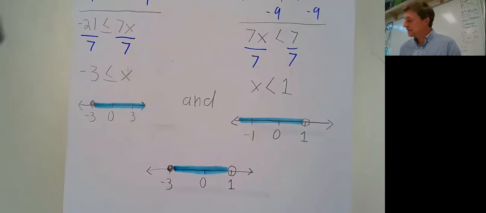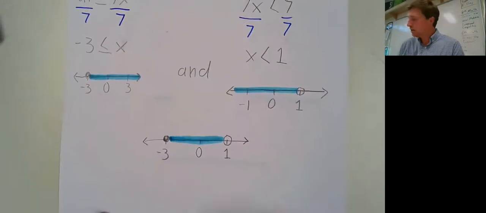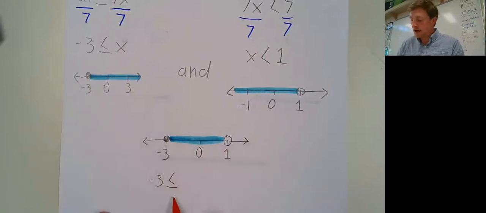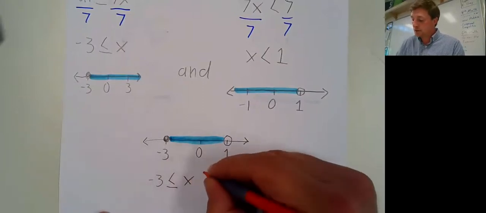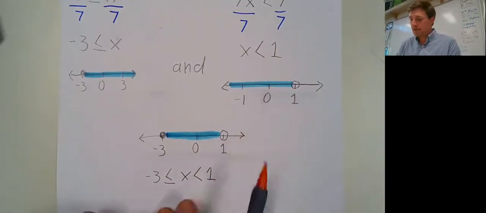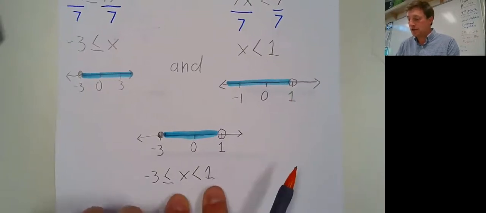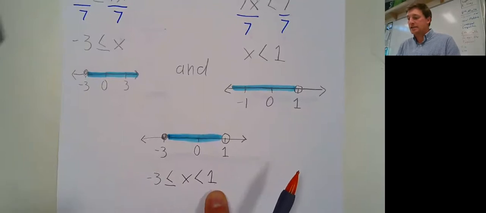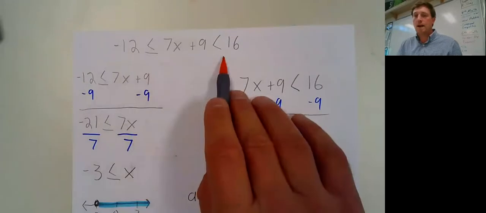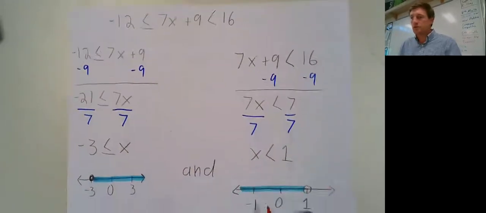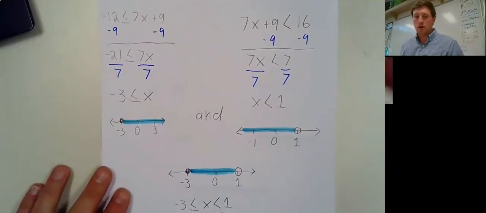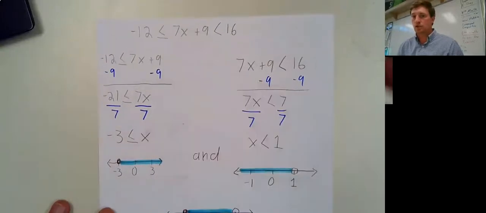And that is it. If I could write it out, I could do that as well. So I could say -3 is less than or equal to x, which is less than 1. So that's what this graph represents. X is in between -3 and +1. And that is to satisfy this initial compound inequality. Any values between -3 and +1 are going to work for this particular situation.